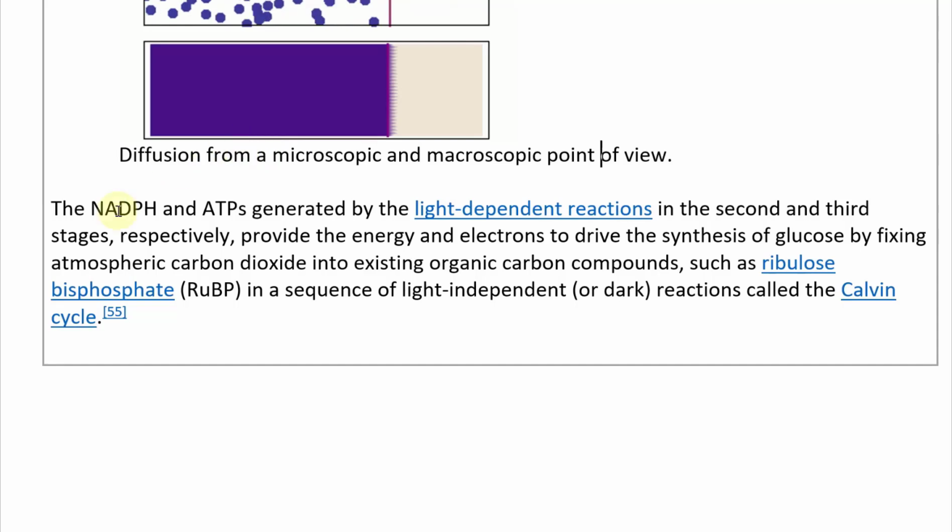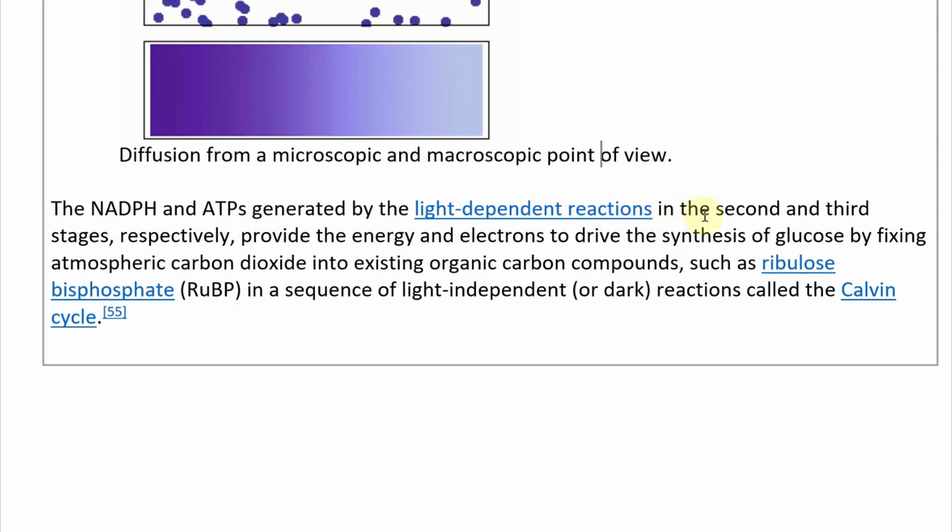Alright, so continuing further. The NADPH and ATP generated by the light-dependent reactions in the second and third stages respectively provide the energy and electrons to drive the synthesis of glucose by fixing atmospheric carbon dioxide into existing organic carbon compounds, such as ribulose bisphosphate or RuBP, in a sequence of light-independent or dark reactions called the Calvin cycle.